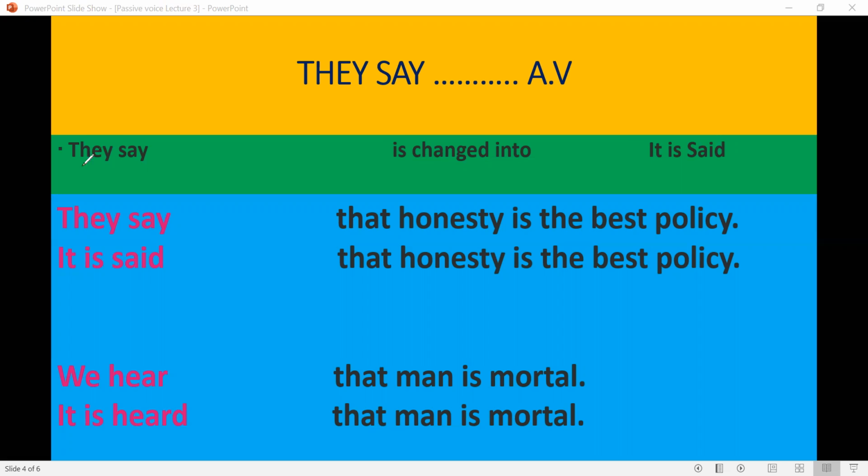So we will make the passive voice of these expressions. They say, we will change it to it is said. They say that honesty is the best policy. It is said that honesty is the best policy. We hear that man is mortal. It is heard that man is mortal. So this is the change we make in sentences where some universal truth has been used, and we keep that universal truth as it is.